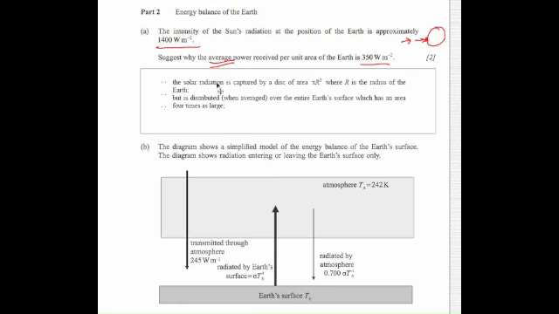And the mark scheme answer is asking for this. First we say that the solar radiation, or the instant solar radiation, is basically the radiation that is incident on the disk. If the Earth were replaced by a flat disk of area pi r squared, but this is averaged over the entire surface of the Earth, which is 4 pi r squared.